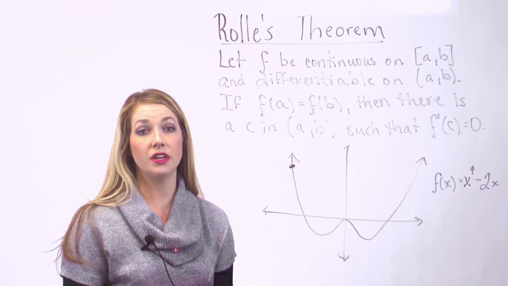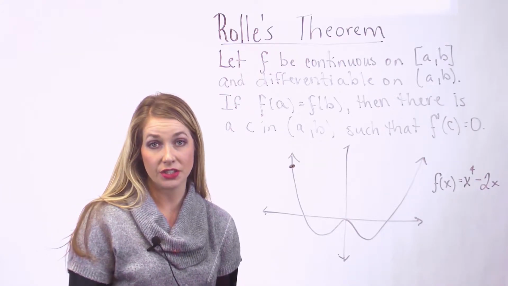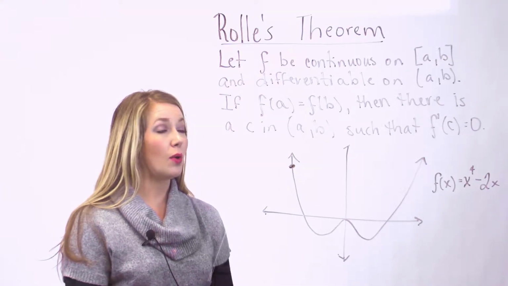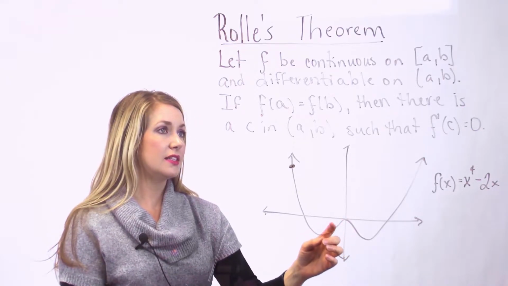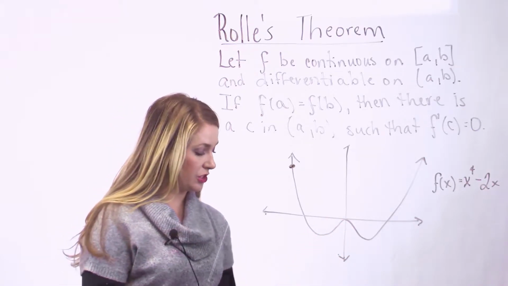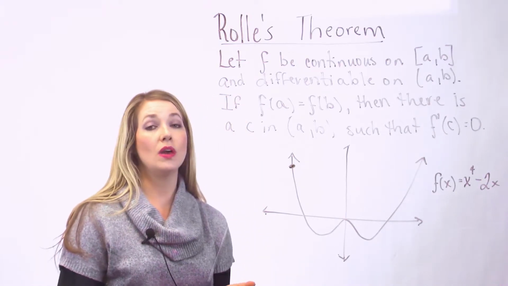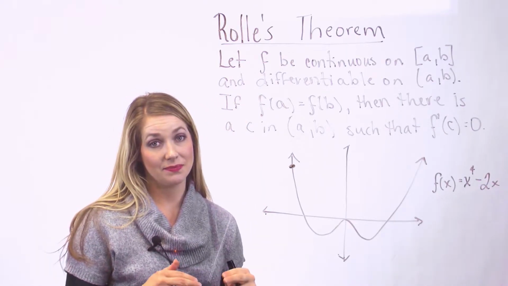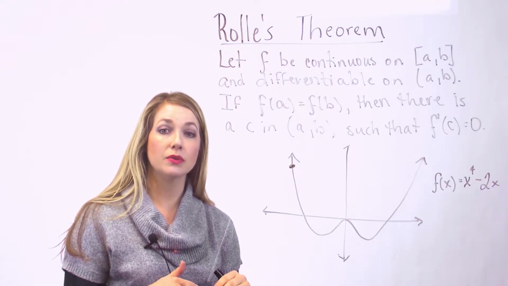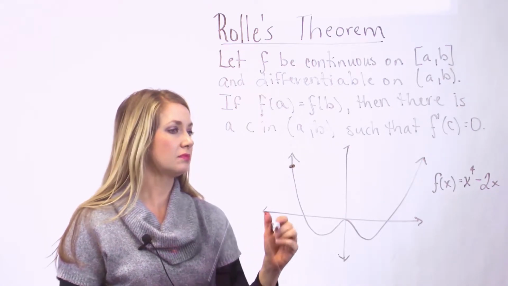Remember that the first derivative is the slope of the tangent line to the curve. So what we're actually saying is if we can find two x values that give us the same y value, we know that at some point there was a place in the graph where there was a horizontal tangent line.